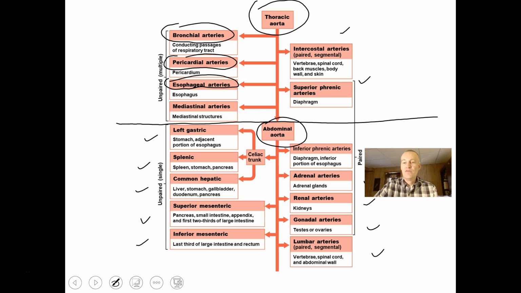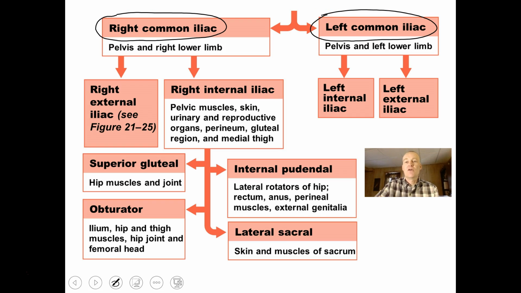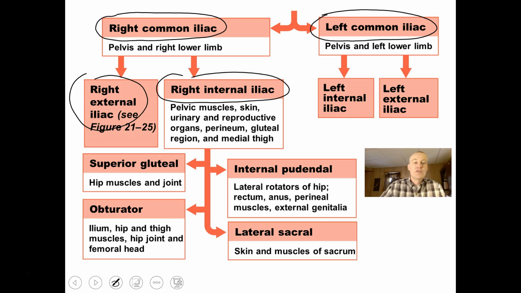If we move down here beyond, we basically break into the right common iliac and the left common iliac arteries. Okay, so one goes to the right, one goes to the left, and they go into basically the legs. So once we get into the legs, we have the right iliac and the right external iliac, the right internal iliac. Right internal iliac is going to divide and feed further and further things. Okay, so you can see all the hip muscles, the anus, rectum, external genitalia, the hips, the sacrum, all of those things get fed.